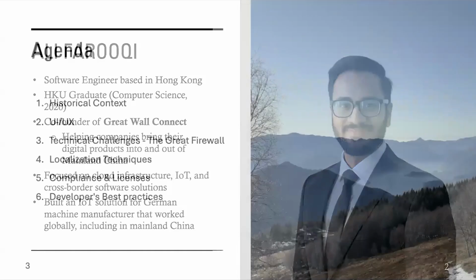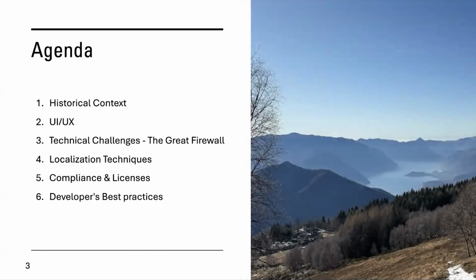A little bit about the agenda. We'll start off with a little bit of historical context without getting too boring. And then we'll talk about the UI UX, how China evolved differently in that aspect. We'll talk about the technical challenges, and the biggest technical challenge is the Great Firewall that's there in China. And then we'll come to the solution part, how we can localize our apps to make sure that they work in China. A little bit about compliance and license, and finally, developers' best practices to end the session.